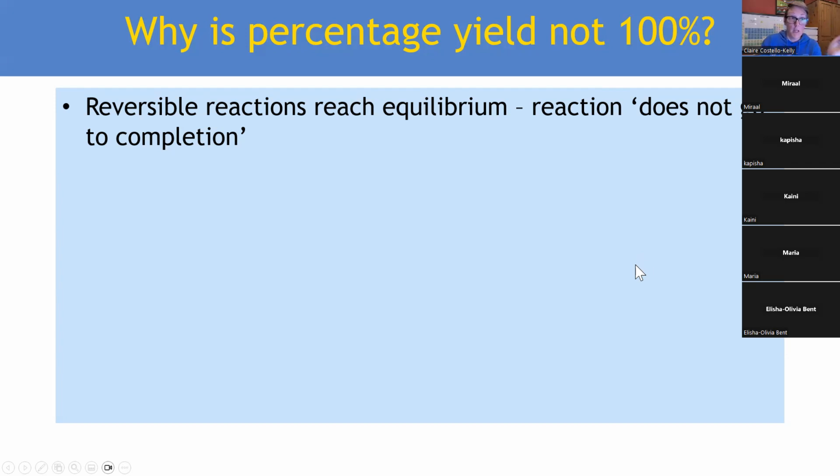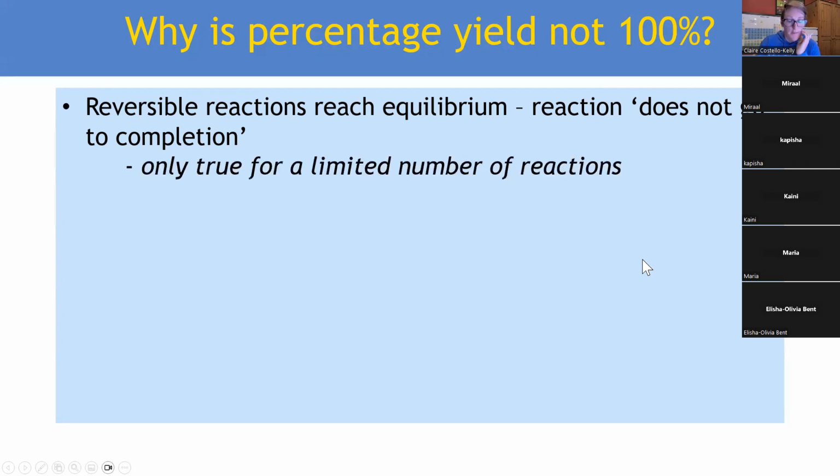All the reactants might not get used up. Okay, that's only true for a really small number of reactions, reversible reactions. If I add magnesium to acid, the magnesium is not going to sit there and go, oh, I don't know if I want to react with this acid, actually. No, it's just going to go, right? Most of the chemical reactions that we do in class do go to completion.